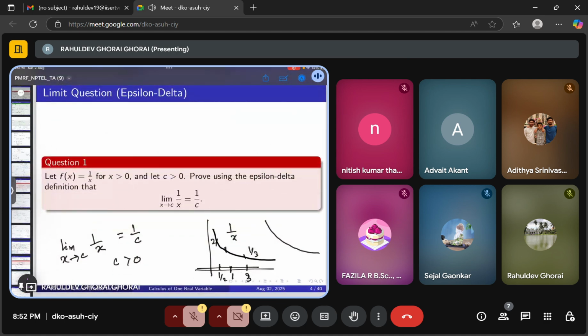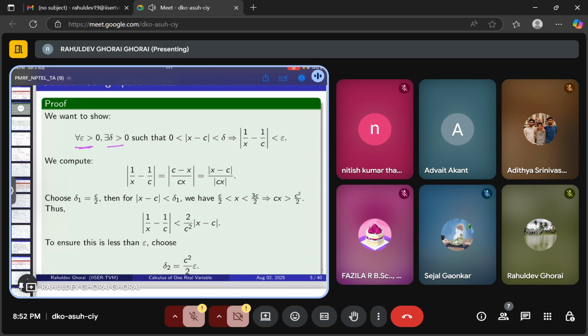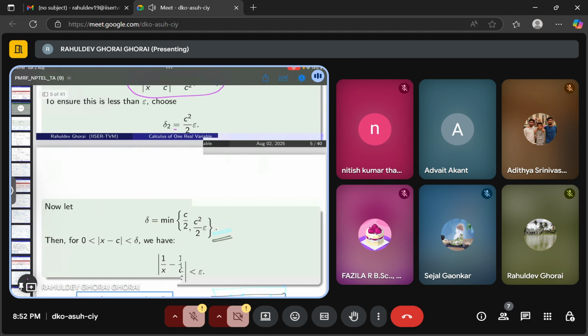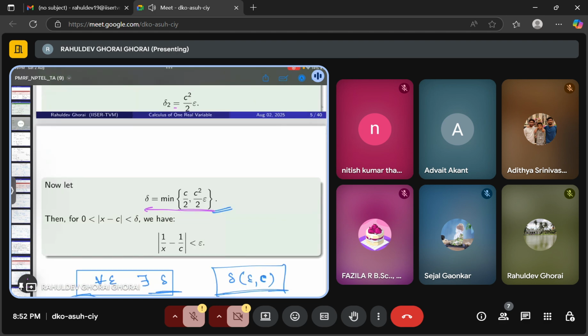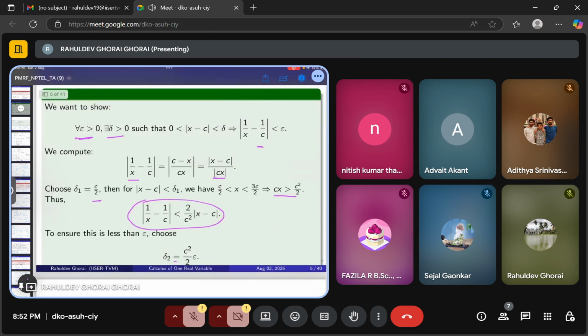The first question we started with is the limit of 1 by x, which should be 1 by c. Using the epsilon-delta definition, we try to show that for all epsilon there is a delta such that this holds. We start computing 1 by x minus 1 by c, which will be like this. Now we choose delta 1 as c by 2, and then cx will be greater than c squared by 2, and you can get this type of inequality. You choose delta 2 like this, and delta as the minimum of the two, then you can show that whenever this happens, this is true, where delta depends on c and epsilon. So go through this once. If not, I will tell you.